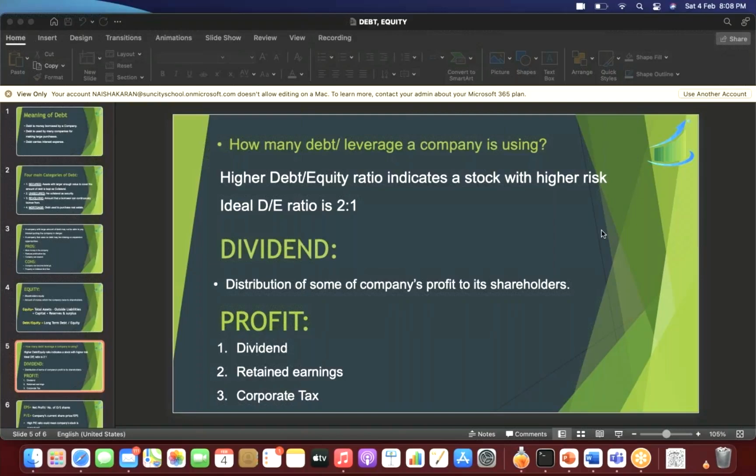Dividend is that amount of profit that is shared with its shareholders.